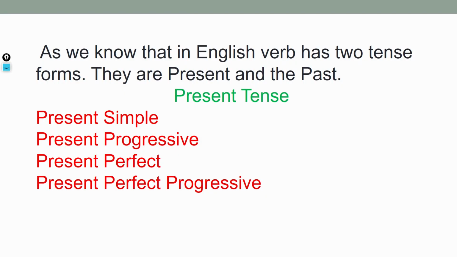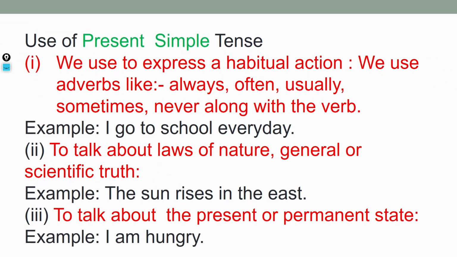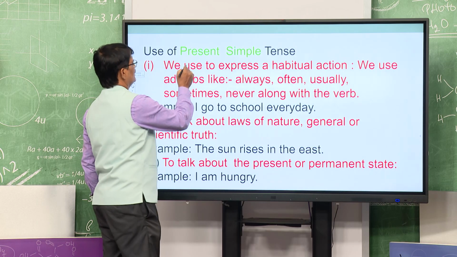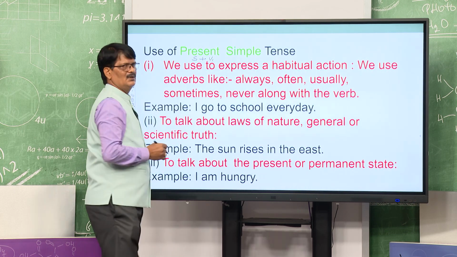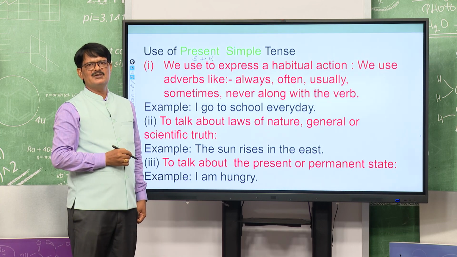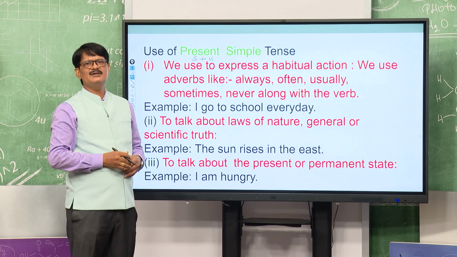The present tense has four forms: the present simple, present progressive or continuous, present perfect and also present perfect continuous. One after another we will discuss all the things. Use of the present simple: I am telling you about the structure of the present simple. The structure is subject plus V1, that means subject plus verb 1. Where it is used.